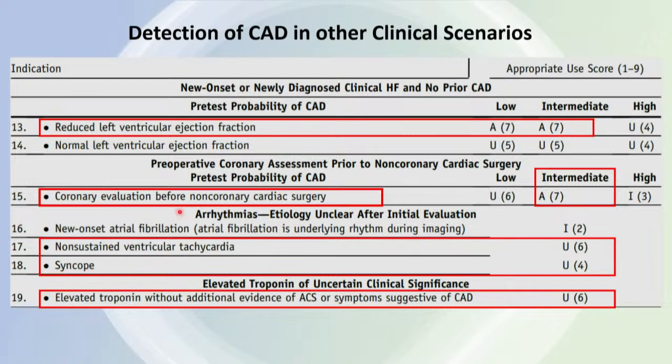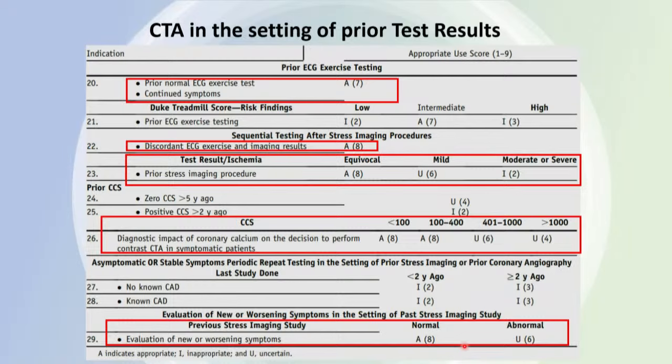It's appropriate to do it for coronary evaluation before non-cardiac surgery in an intermediate risk patient. Some indications in EP, NSVT, and syncope, where you want to rule out CAD, you can do it. It doesn't get an A, but a U for those. And this is type 2 MI. We see a lot of this, elevated troponin, but without any evidence of this being a type 1 MI, so it gets a U for that.